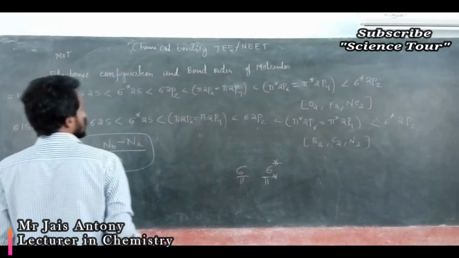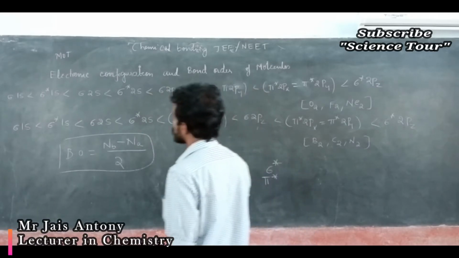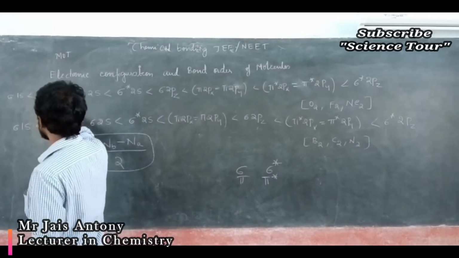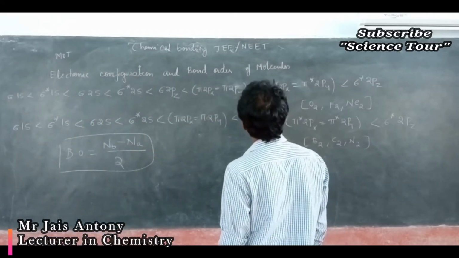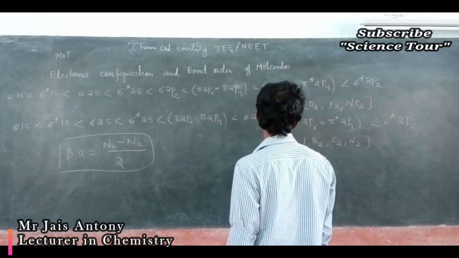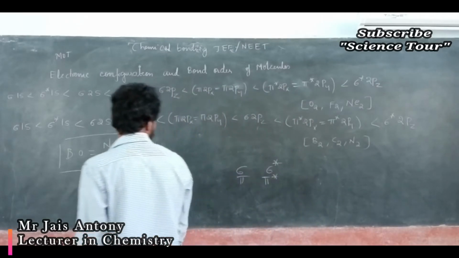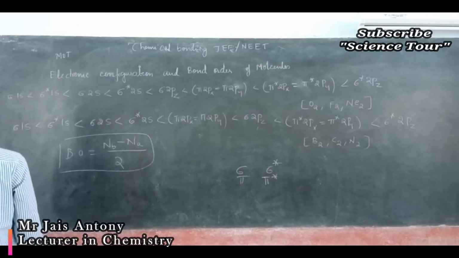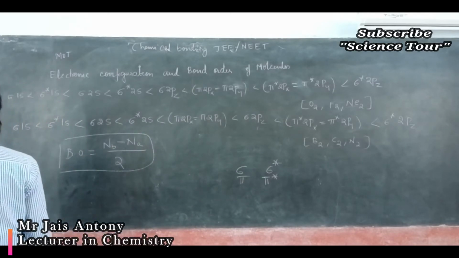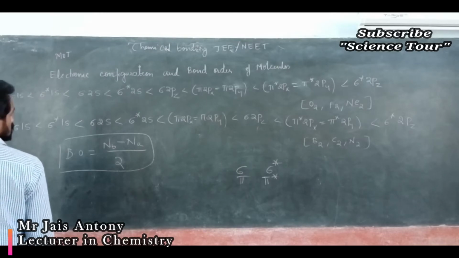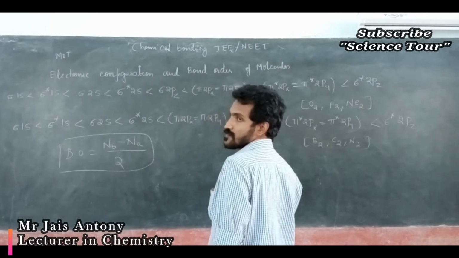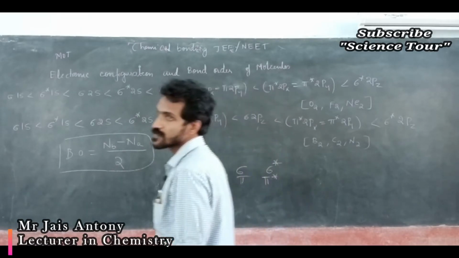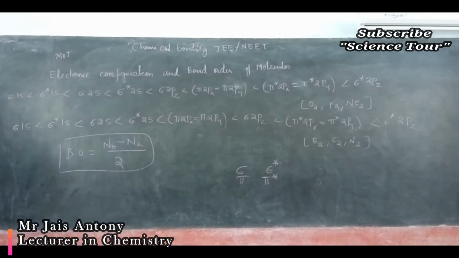For oxygen, fluorine, neon like atoms, the electronic configuration is sigma 1s, sigma star 1s, sigma 2s, sigma star 2s, sigma 2pz, pi 2px, pi 2py, pi star 2px, pi star 2py, sigma star 2pz. Understood? For boron, carbon, nitrogen: sigma 1s, sigma star 1s, sigma 2s, sigma star 2s, pi 2px, pi 2py, like that. Understood? So these are the electronic configurations. My dear students, please note them down.